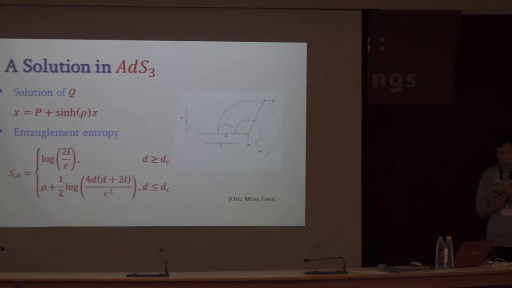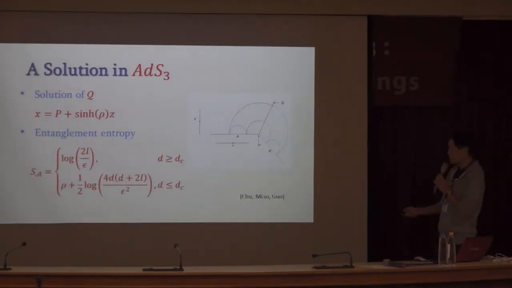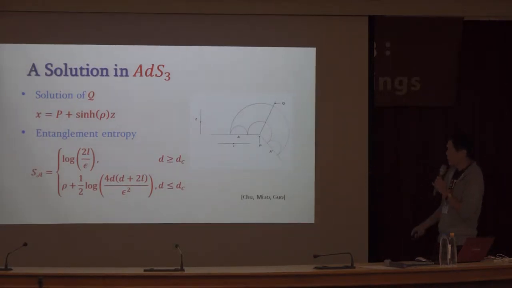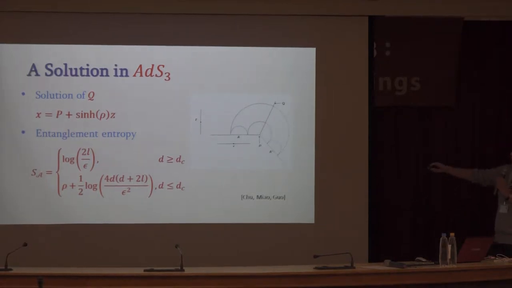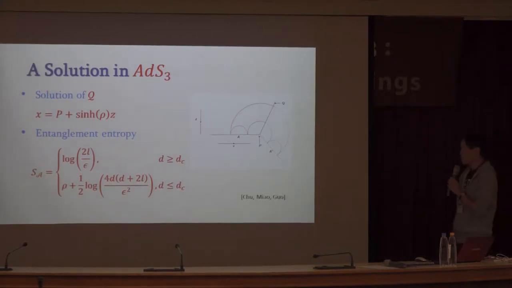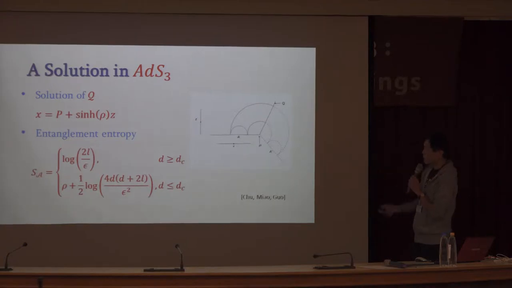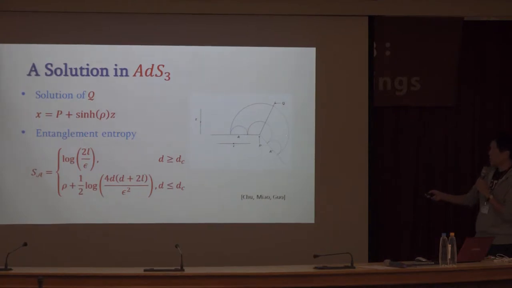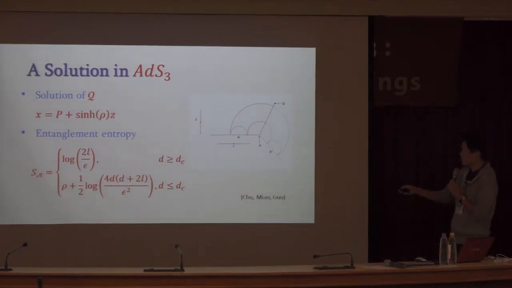Okay, so then in this AdS3 example, we can have a solution of that. That's actually by Dr. Zhu, Miao, and Guo. We have a paper that describes that. And the solution is analytic, this one. So basically, that's the z direction, that's the x direction, and this just gives you a straight line on this two dimensional plane. And this rho is the angle. So for different rho, this line has a different angle. So particularly for rho equals zero, it's just a vertical line like that.